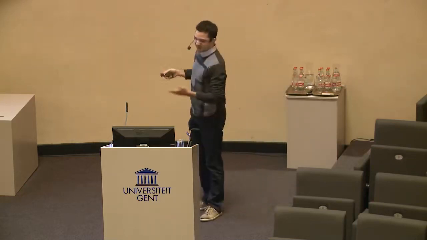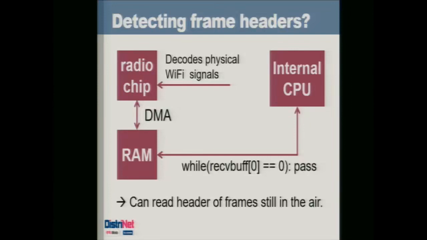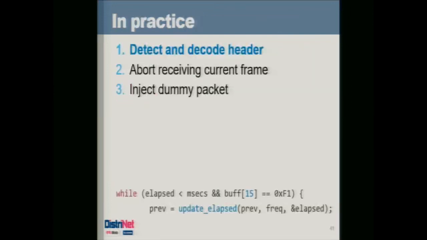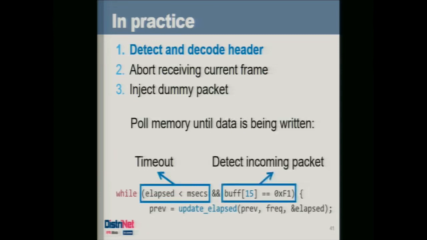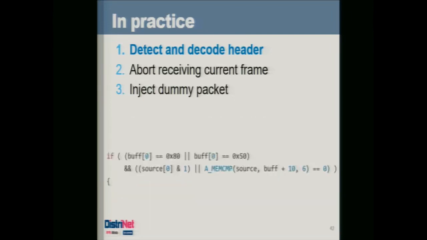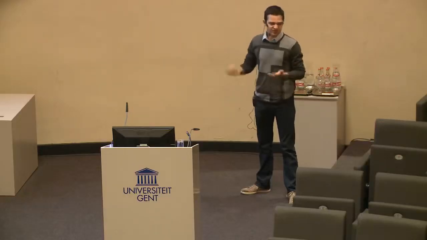Okay, so I wanted to explain also a bit about how we actually do this in practice. So in practice, first we have to decode the packet, so we have a while loop to detect when this memory will change. So basically, we first add a timeout so that we don't get stuck in this loop infinitely. Then we check whether bytes are being written to the memory. And once we know that a frame is being received, we can start decoding the header, but decoding is already done.